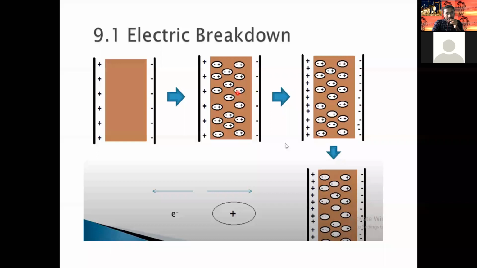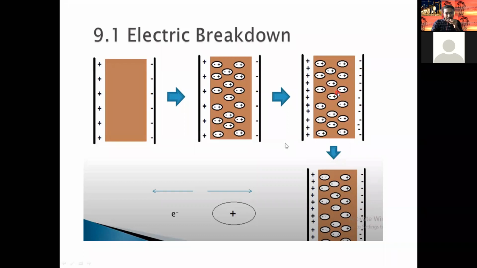If you apply very high voltages to the solid type dielectric material, the concentration of electric field on the material goes on increasing. More electric field is applied here, and because of that the ions are stretched in this manner. That means positive ions are attracted by the cathode plate and negative ions are attracted by the positive plate. Like this, the ions are stretched.